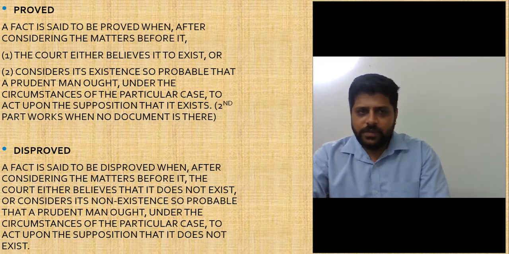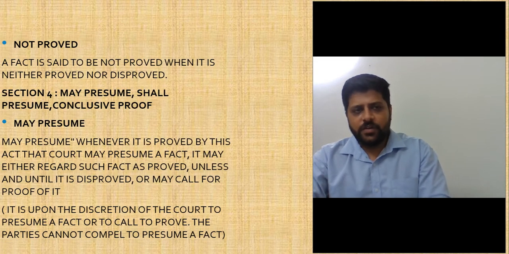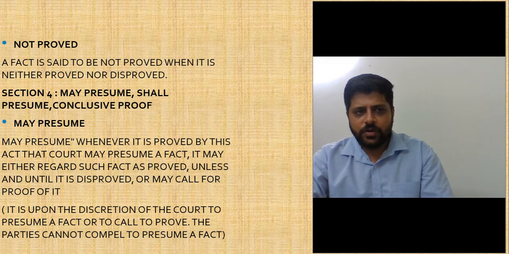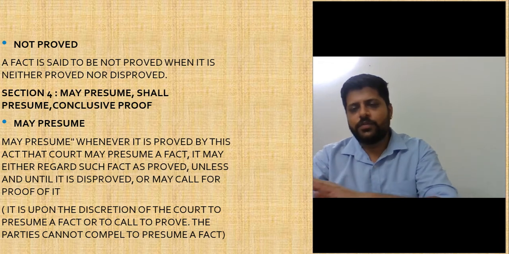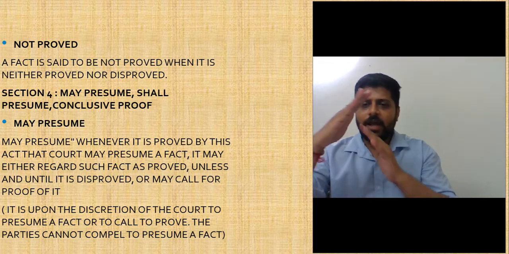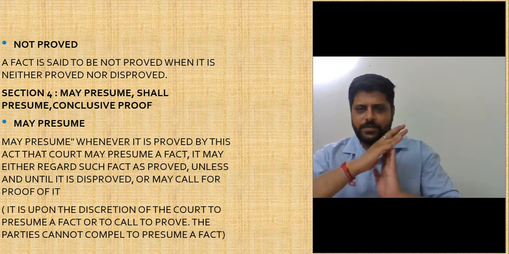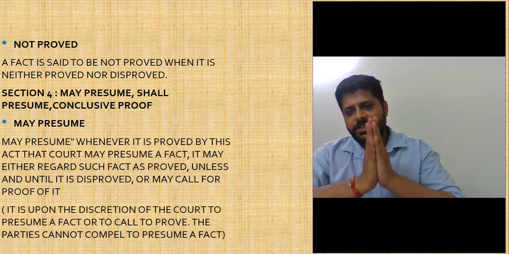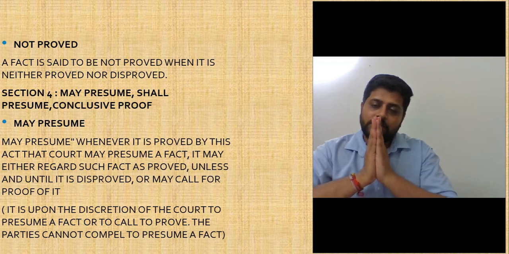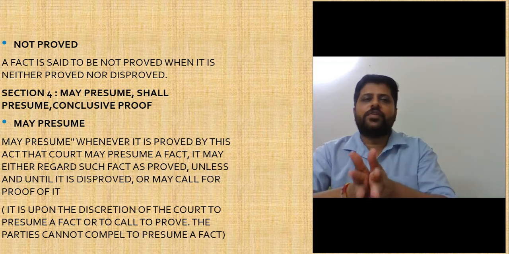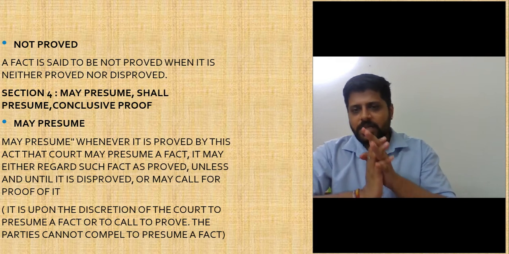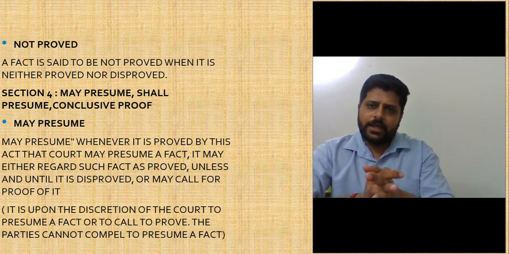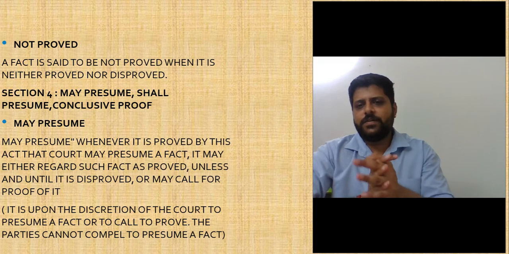Okay, now moving further, the definition of not proved. A fact is said to be not proved when it is neither proved nor disproved. It means that the facts which are untouched in the proceedings, facts which are not taken up in the proceedings, will be termed as not proved. I hope you have got the three definitions, because according to my point of view, they are very important.